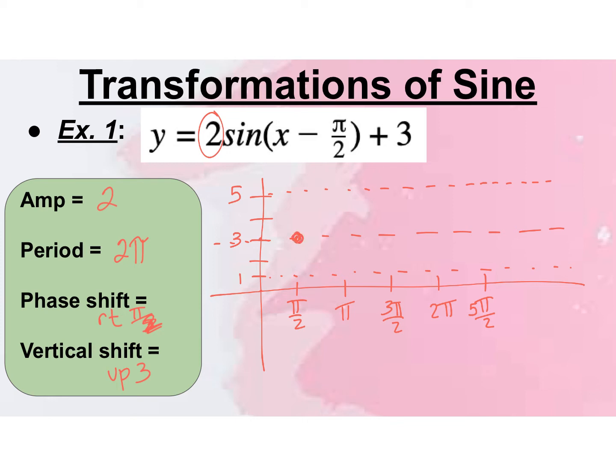That's my starting point. From there, I'm going to go a full cycle, which is 2 pi, so I want to make sure I have a length of 2 pi. I'm going to cut that in half, so I'm at 3 pi over 2. Now I want to go back and cut that in half, and that puts me at pi. So I have a maximum at pi over 2, 5. Cut this one in half, so I have a minimum at 2 pi comma 1. And then I draw my quarter circles for my sine graph.